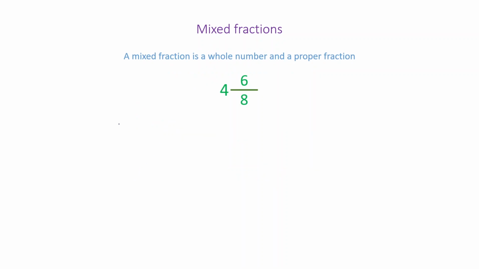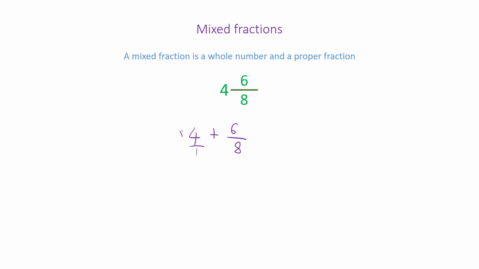Now mixed fractions is a whole number and a proper fraction added together. So 4 6 over 8. Now this is just equal to 4 plus 6 over 8. So now if you want to add these two fractions, we need to have the same denominator. 4 is the same as 4 over 1. So now we need the same denominator.